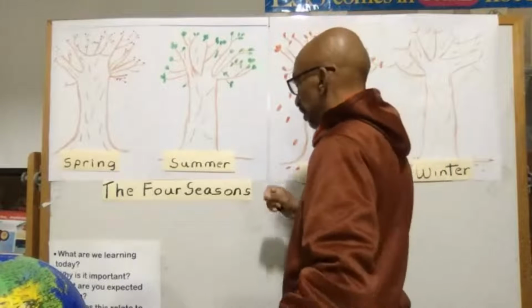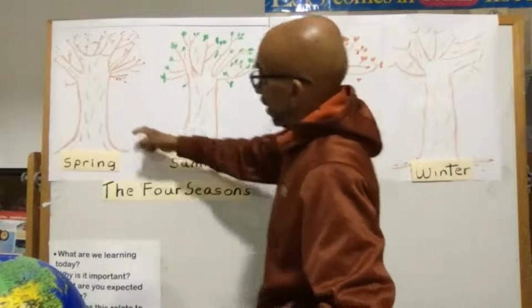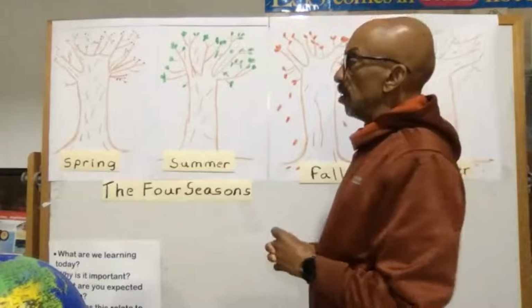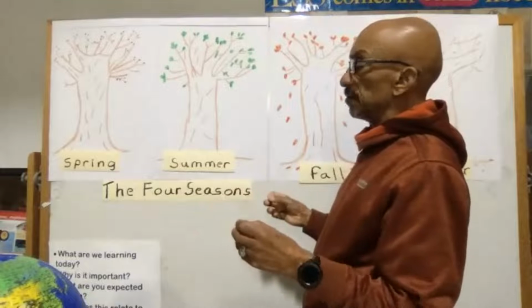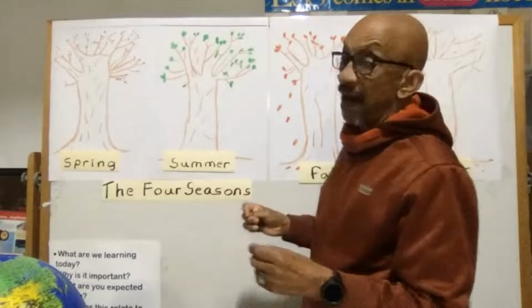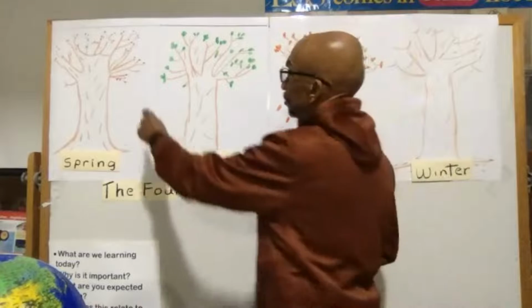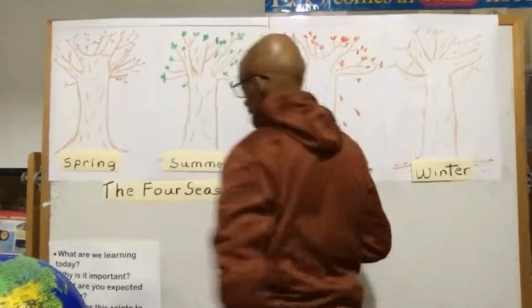And this is what she did. She started out with spring. And of course, I told her in springtime, the trees don't have a lot of leaves, but they will start putting on blossoms, white and pink flowers. So she did her best. She did a pretty good job.